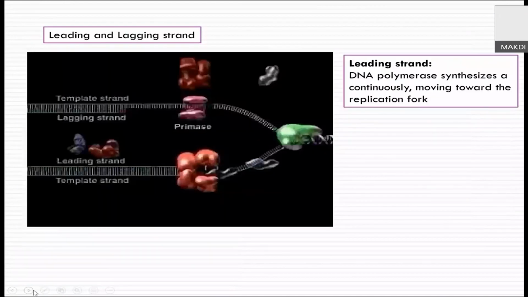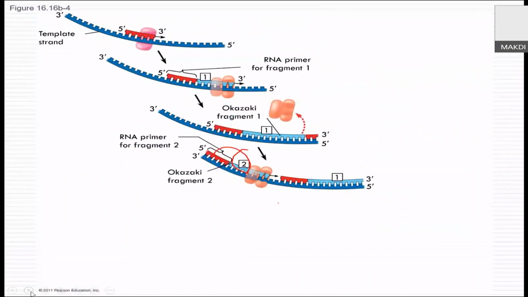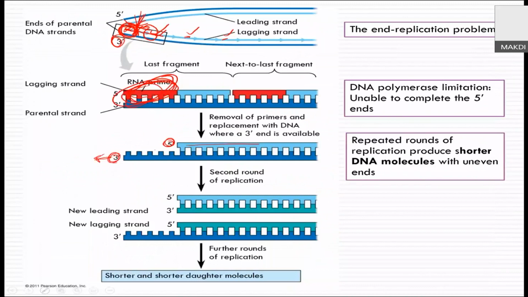Okay. So this is the problem, the lagging strand. At the end of the lagging strand it becomes empty. So in order to avoid that, they just remove the other strand. They remove this, so the DNA replication is complete. So the problem is the end replication problem. When this happens, each round of replication will make our DNA shorter and shorter because of the end replication problem.